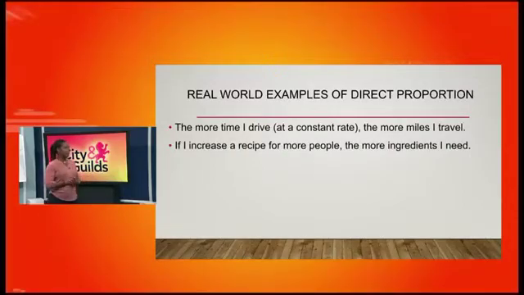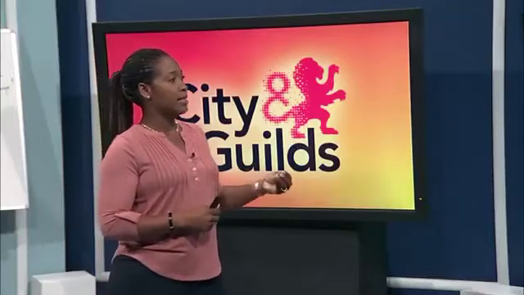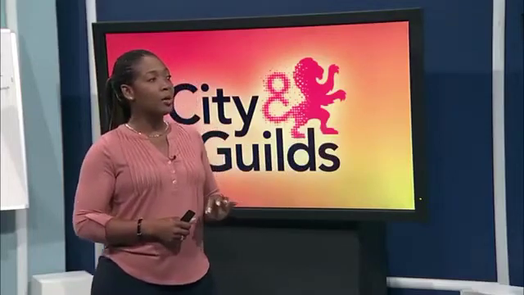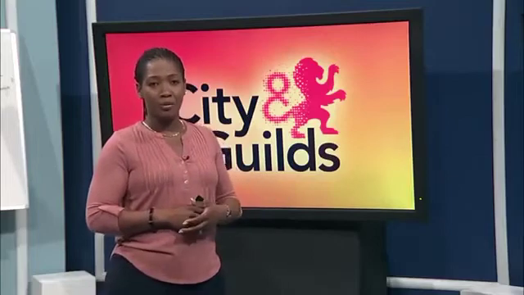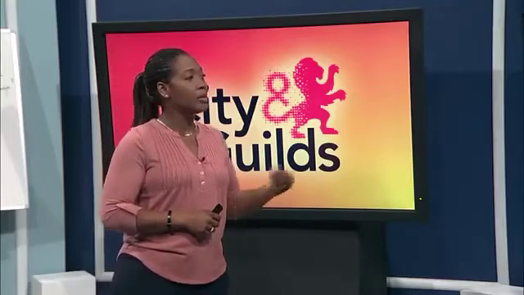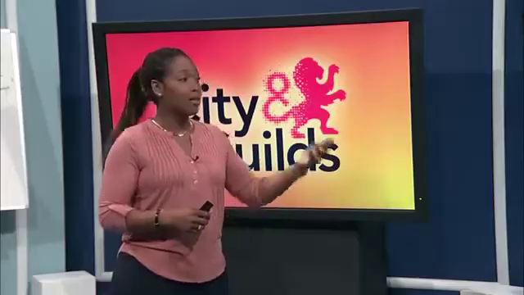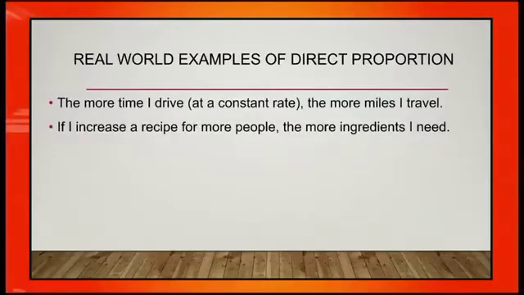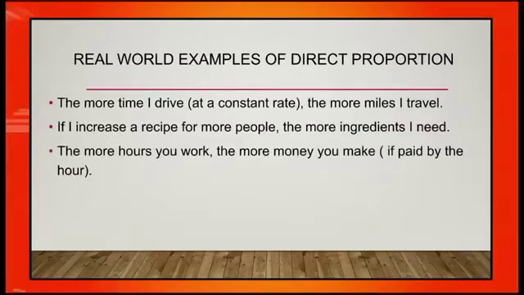Direct proportion. If I increase a recipe for more people, the more ingredients I need. Think about it. You have a recipe geared towards making 5 cookies, but you realize you're going to have 15 people over and each person wants a cookie. You're going to increase the ingredients the recipe required in order to make 15 cookies for everybody that's coming. So if you increase the recipe for more people, you're going to require more ingredients.